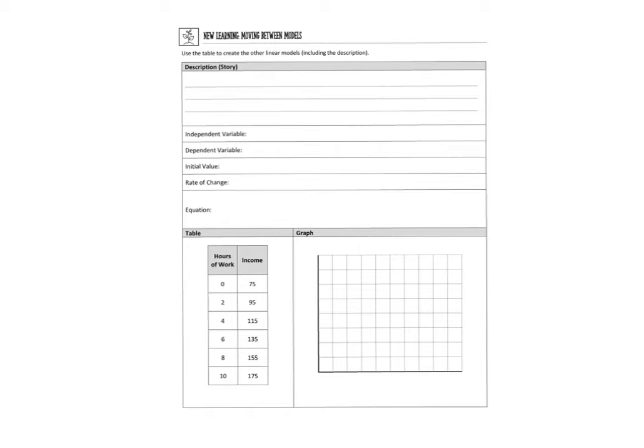So from a table of values, we know how to find the initial value. We look for 0 in the independent column, and then we look at the number that's next to it in the dependent column. So 75 is our initial value in this case.